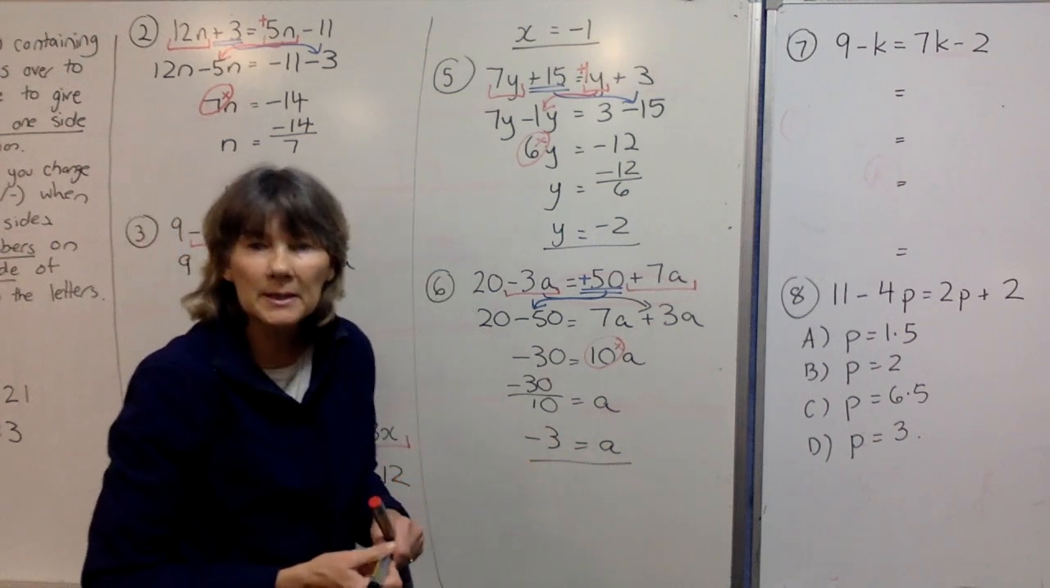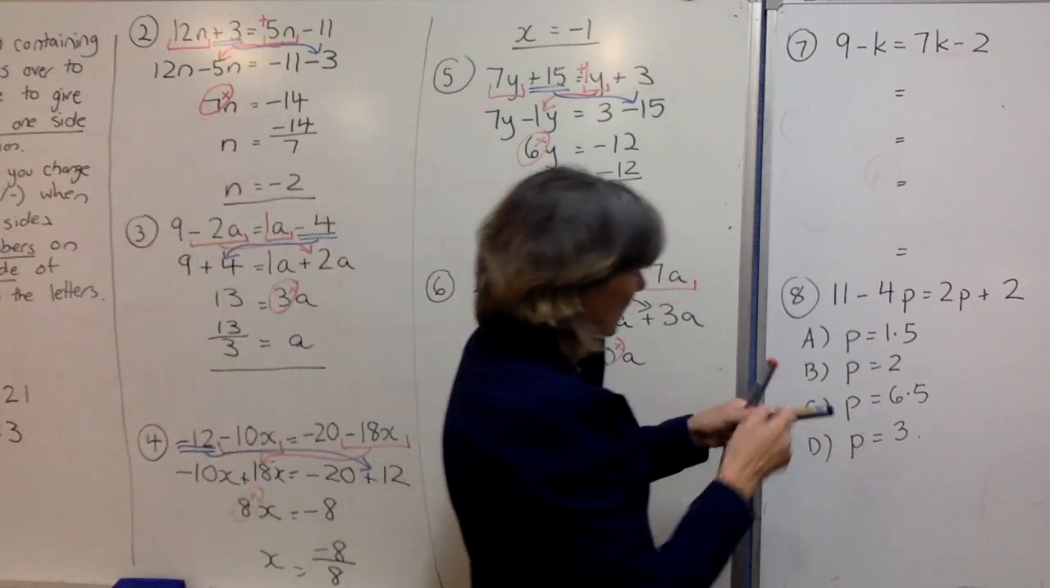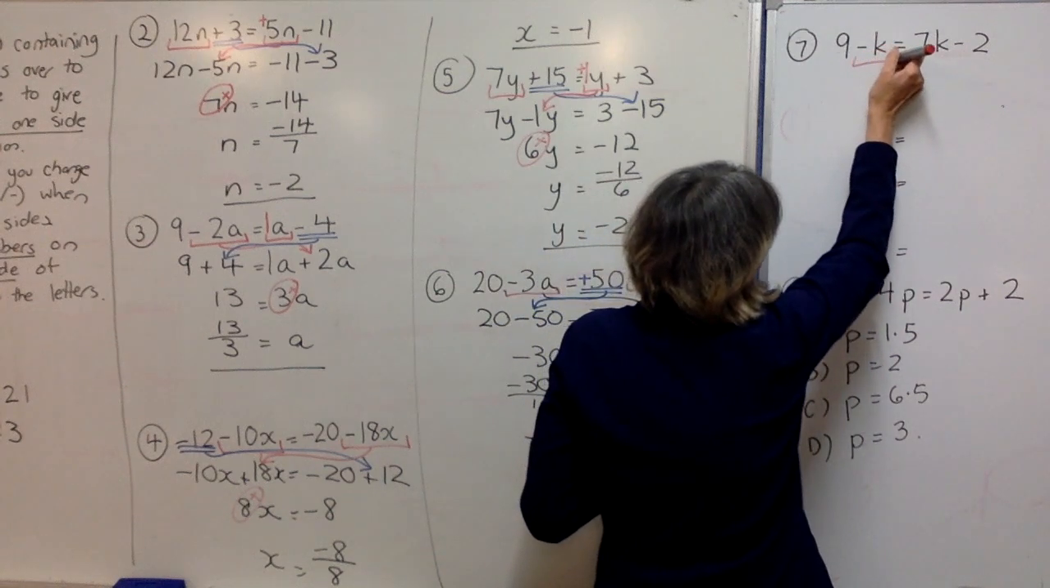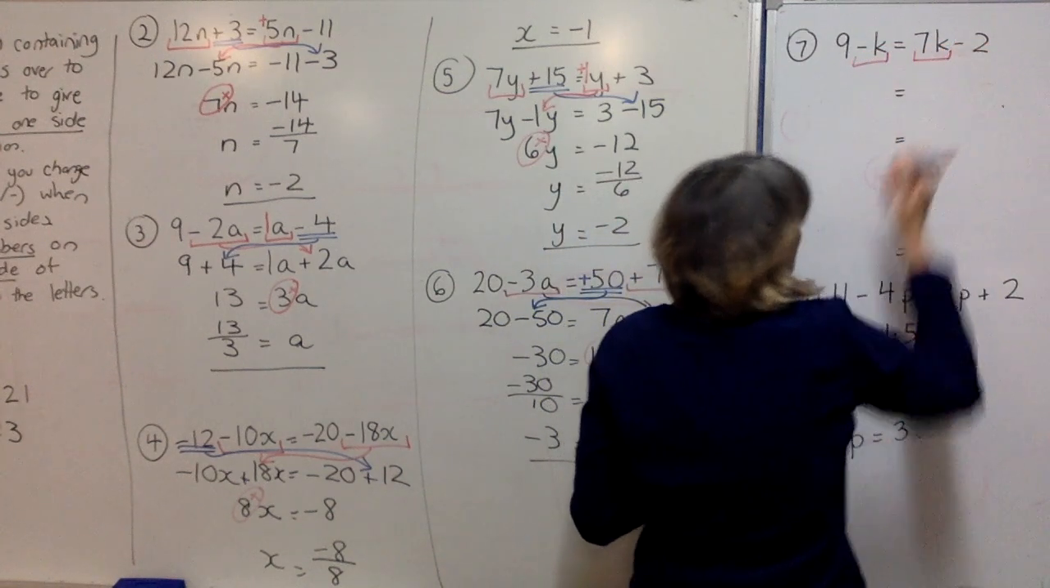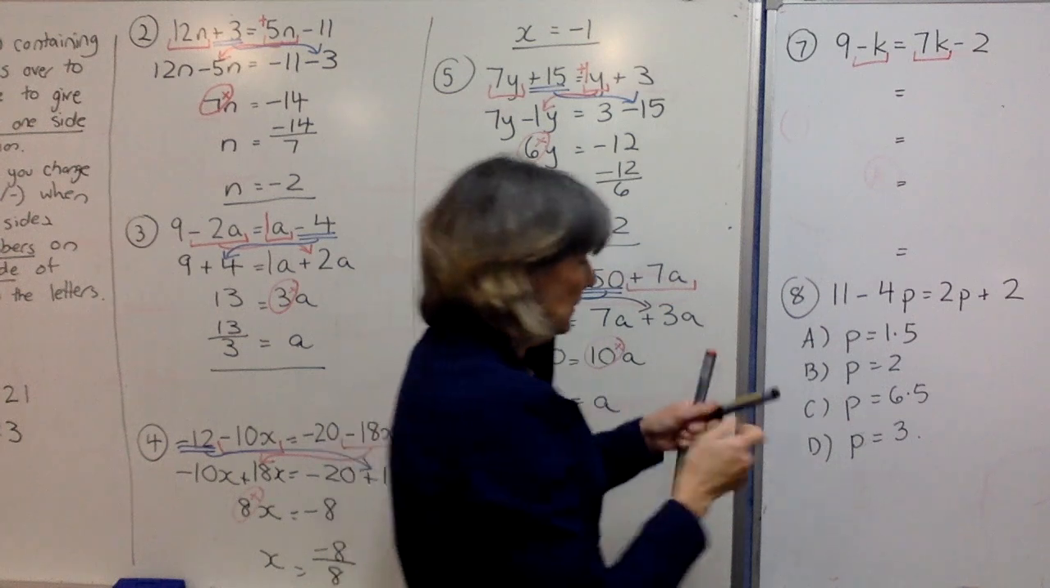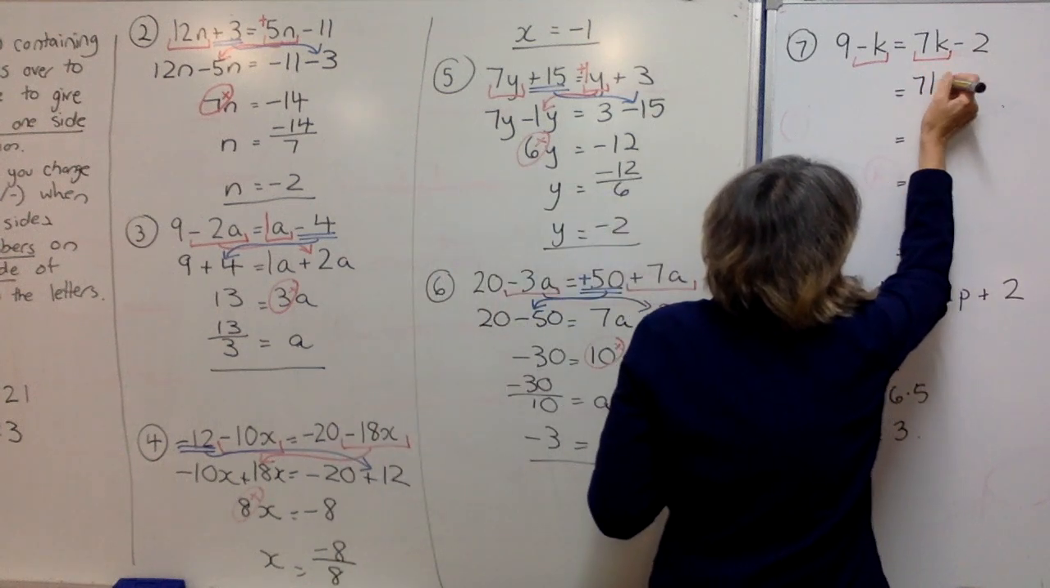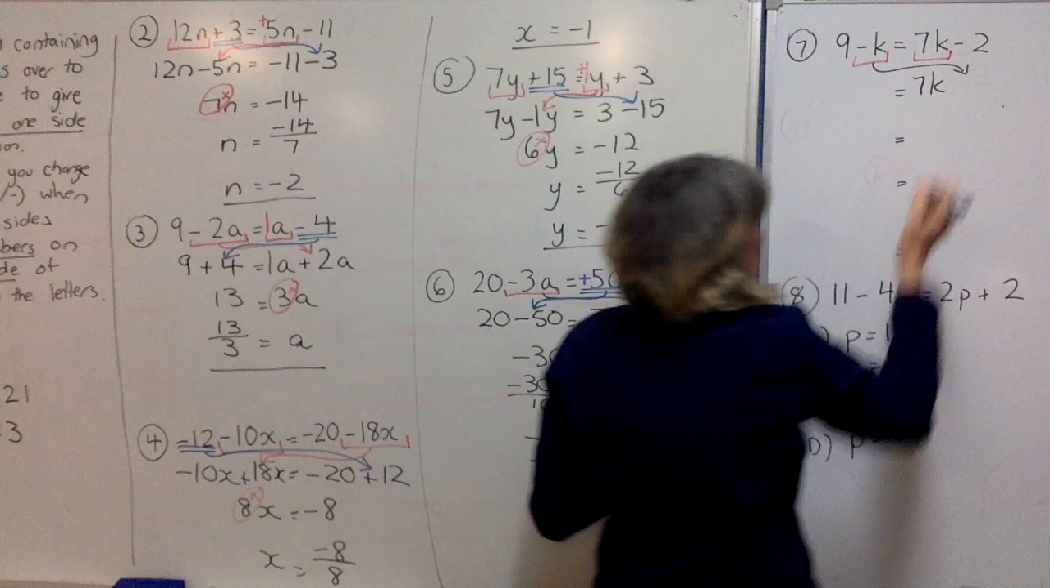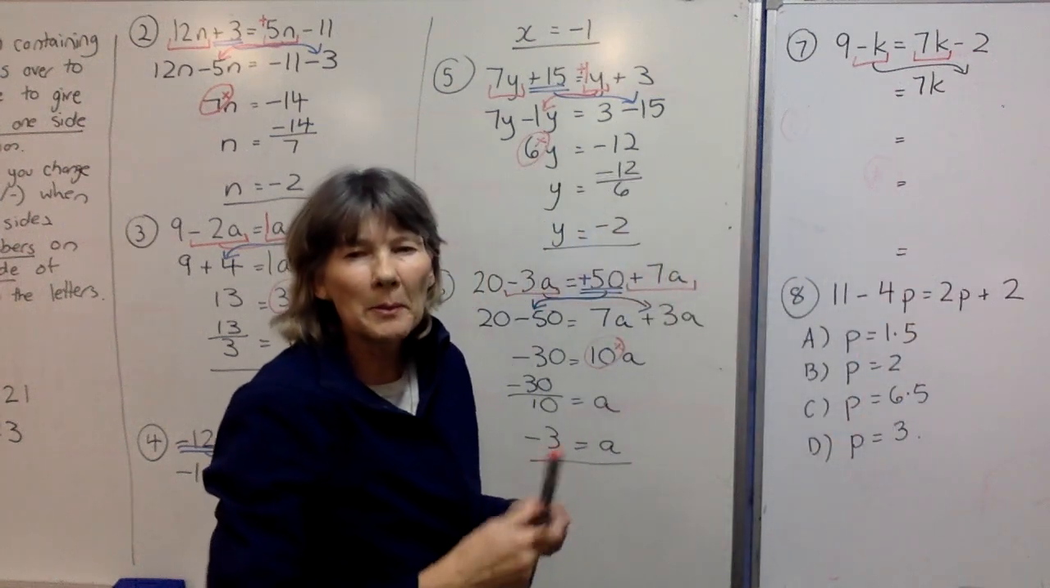Okay, number 7. All right, this one we have k's, minus k and 7k. 7k is definitely bigger, so we write that down. We're moving our minus k over. Now remember, there is a 1 in there.